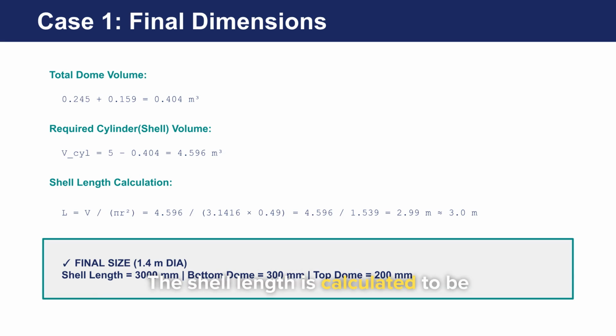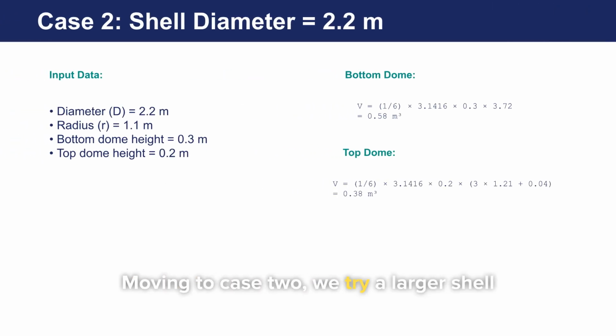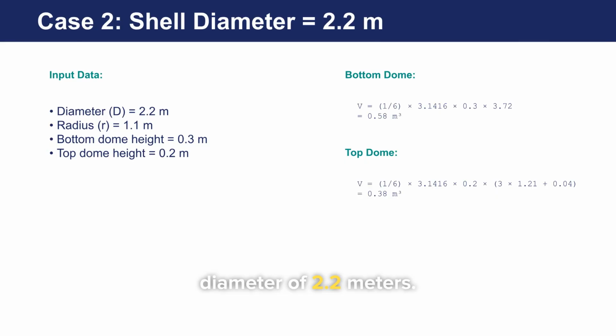The shell length is calculated to be approximately 3.0 meters, where shell length calculation, L equals V divided by pi r squared, equals 4.596 divided by 3.1416 times 0.49 equals 4.596 divided by 1.539 equals 2.99 meters, approximately 3.0 meters. Our final dimensions for case 1 are a shell length of 3,000 millimeters with a 1.4 meter diameter. Moving to case 2, we try a larger shell diameter of 2.2 meters.